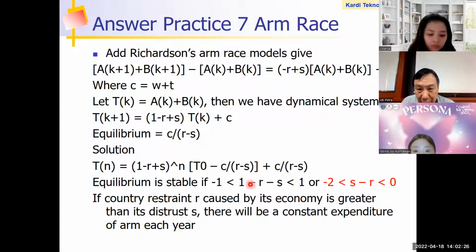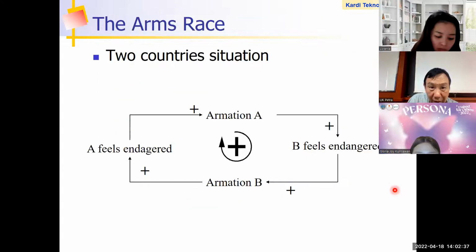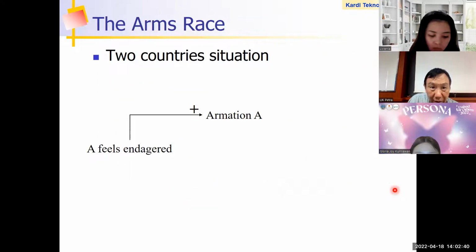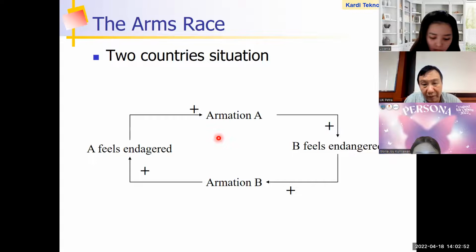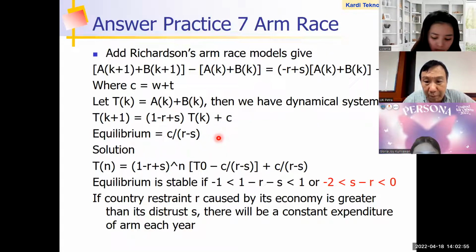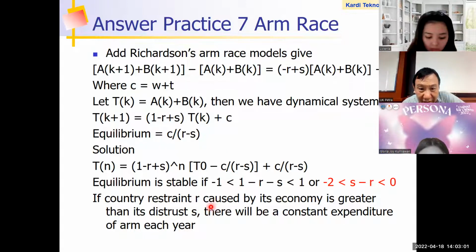Yeah? So we can put it together. That means S minus R is between -2 to 0. Okay, what are S and R a while ago? Right, S and R are the economy and the distrust. Okay, so in that case, that depends on country restraint in this case. The restraint because of the economy is greater than the distrust.